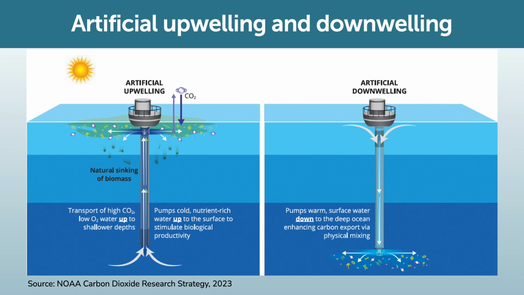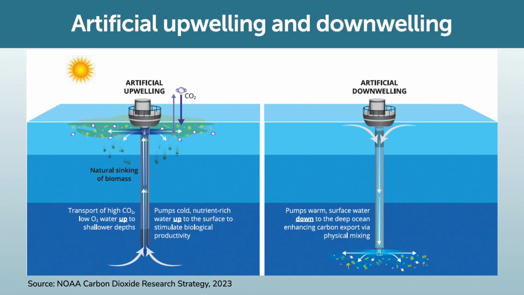A final category of mCDR includes artificial upwelling and artificial downwelling, or enhanced ocean circulation, collectively. Artificial upwelling accelerates the transport of nutrient-rich waters from deep waters to the ocean surface, stimulating phytoplankton blooms and the photosynthesis they perform that converts carbon dioxide into living matter. Artificial downwelling accelerates the transport of that living matter to the deep sea to store it away at depth so the carbon is not re-emitted to the atmosphere.